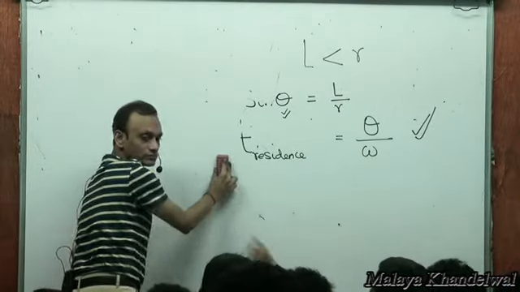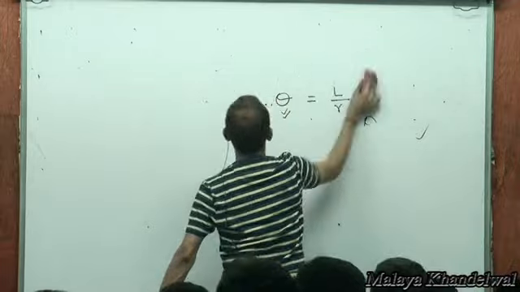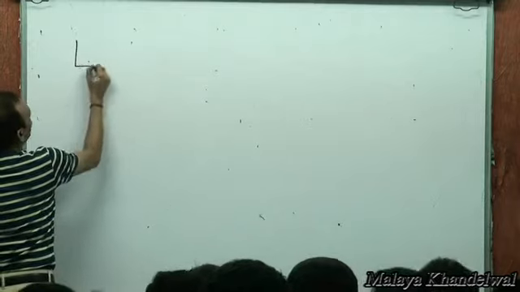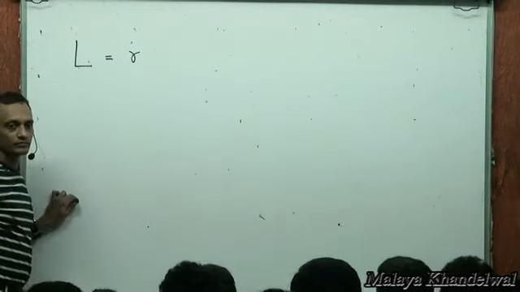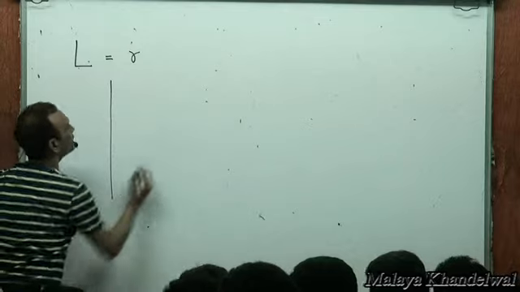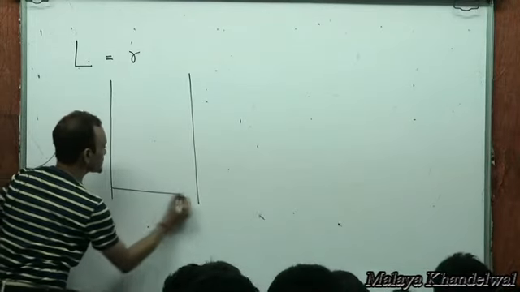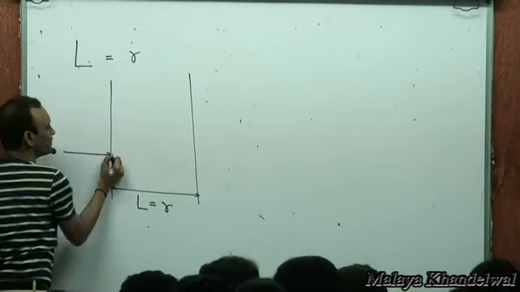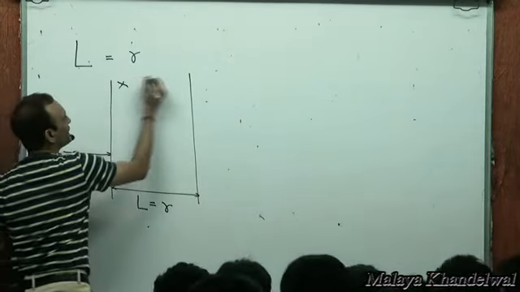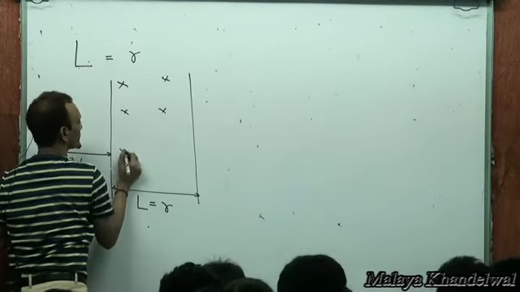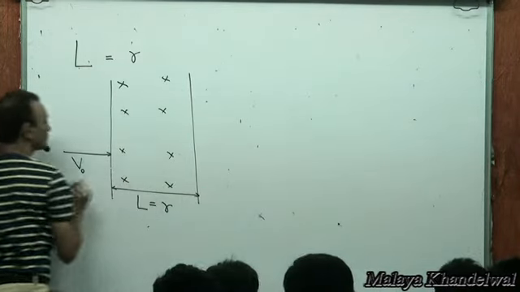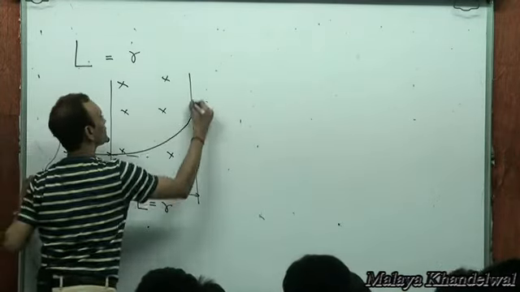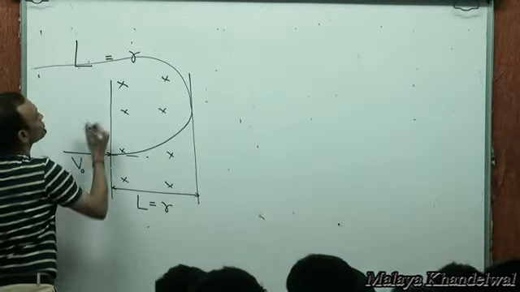I'll tell you, I'm just going to tell you. Suppose L is equal to the radius R. Then, please notice, if L, the width of this strip, is equal to the radius R, it enters with a velocity V naught. Then what will happen is it will go this way. Sorry, badly drawn.